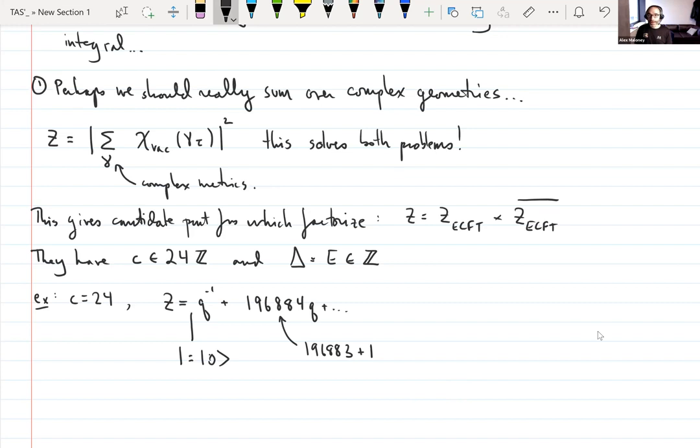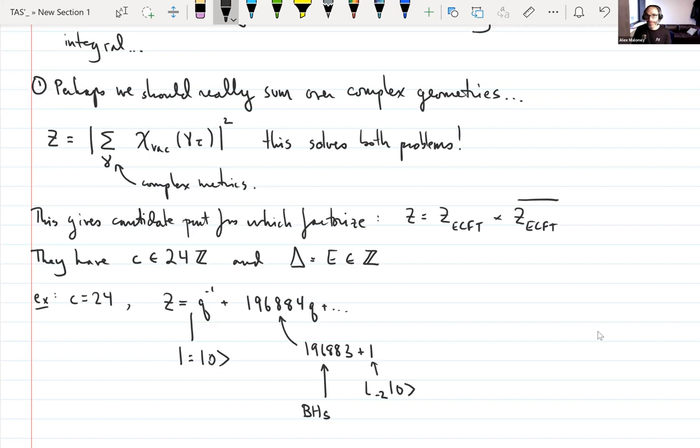And here, those 196,884, that's counting the number of states of dimension 2 in the theory. And there's one state of dimension 2, which is L minus 2 acting on the vacuum. That's what we would call a boundary graviton. And then we have a bunch of other states, and these are what you would identify as black holes.